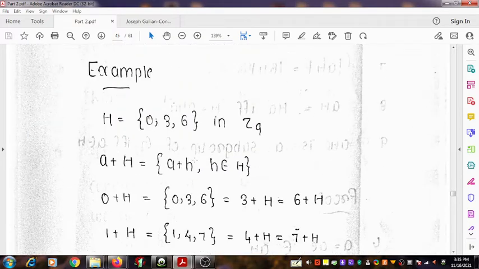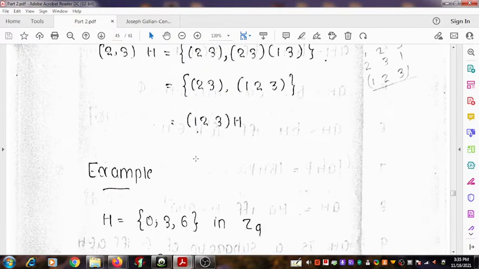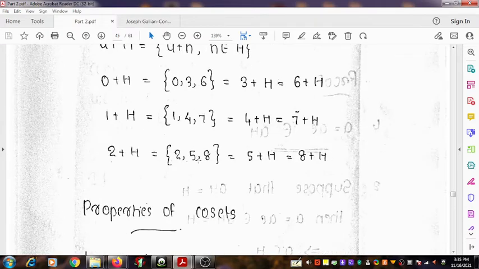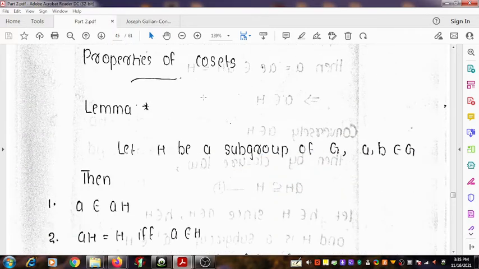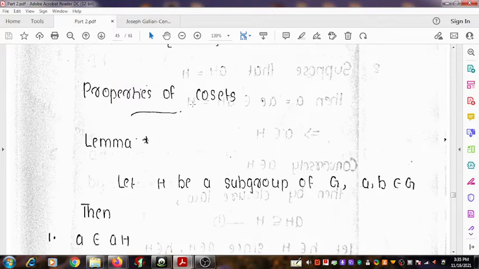In a similar way, we can define the right cosets also. That's very easy. Okay, next we are coming to the properties of cosets.